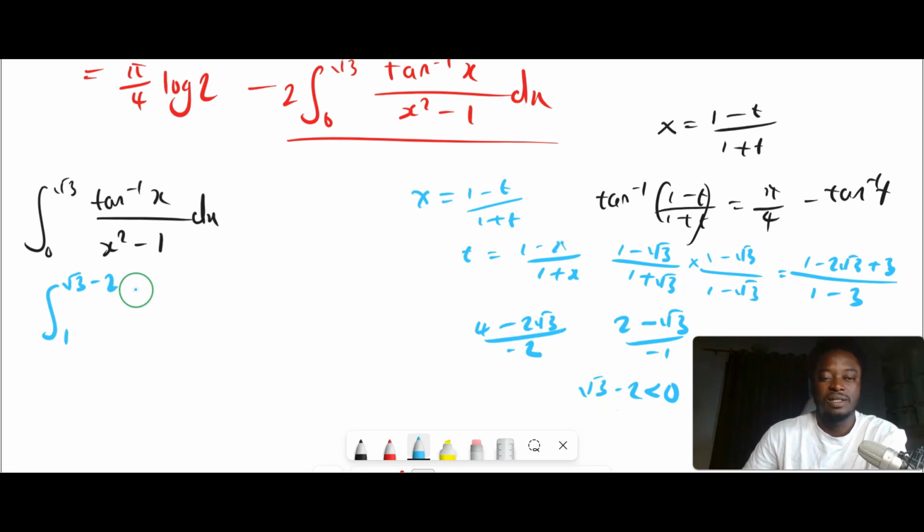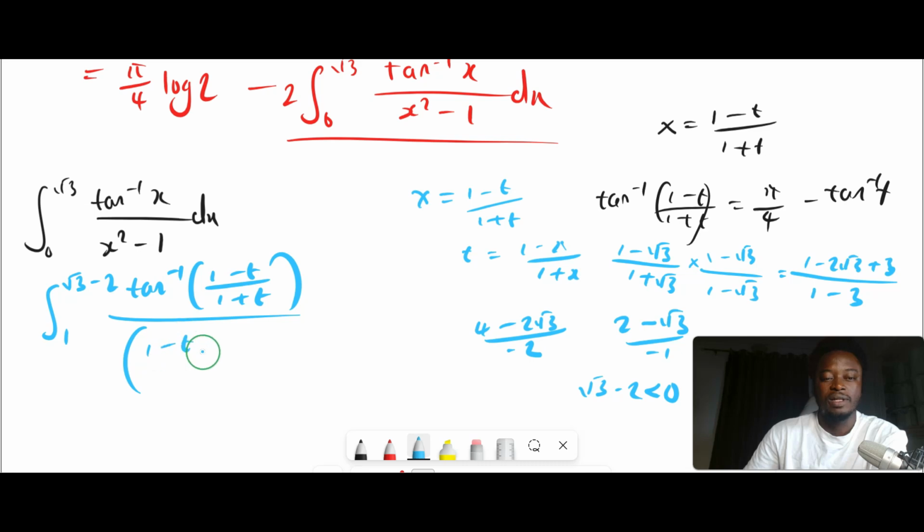Okay, so now this is going to be tan inverse of 1 minus t over 1 plus t. And the bottom part, you have 1 minus t over 1 plus t, all squared, minus 1.